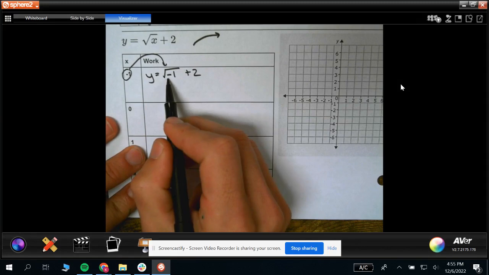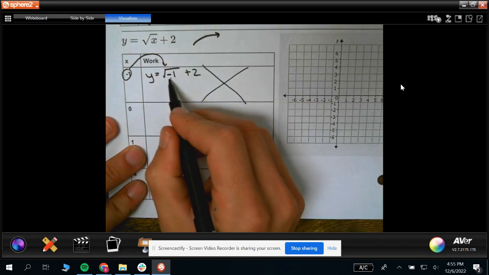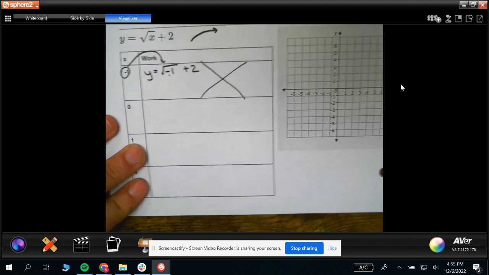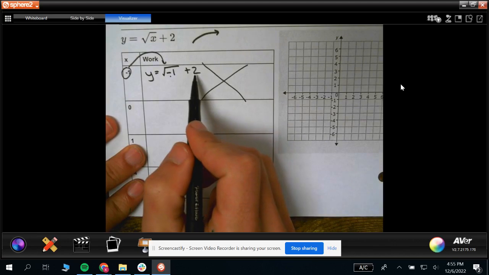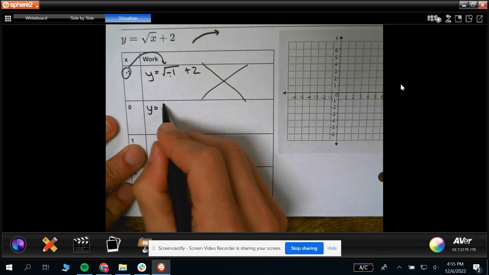Now, what is the square root of -1? Remember what we did on the other side with domain and range. We can't take the square root of a negative number. This does not work. It does not exist. This will give you an error in your calculator. You cannot take the square root of a negative number. Number doesn't exist. We can't plot it. We cannot finish this. We just leave it. Cross it off. Leave it alone. On to the next one.